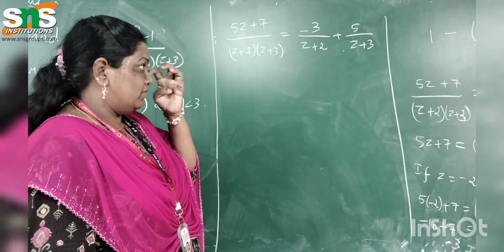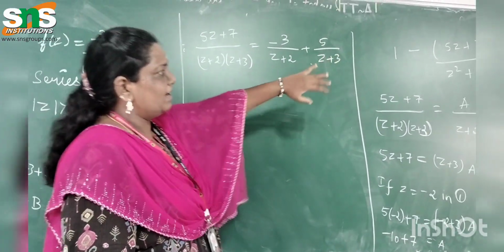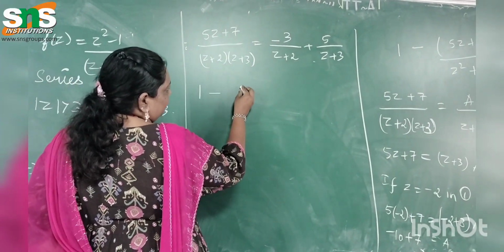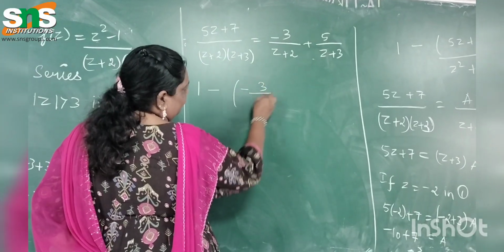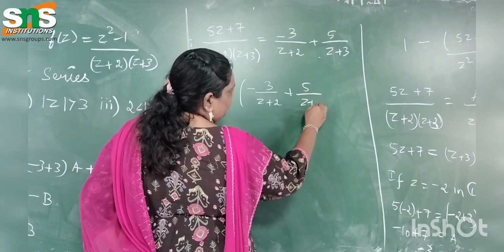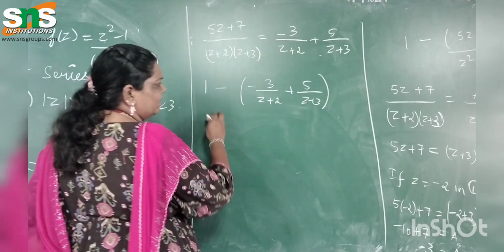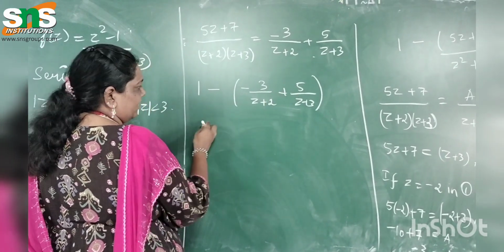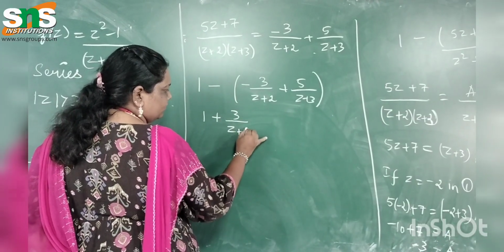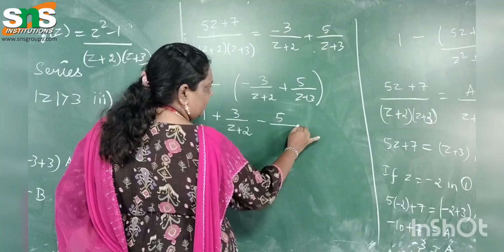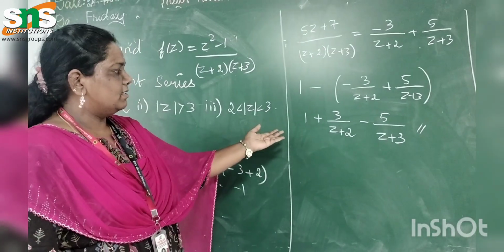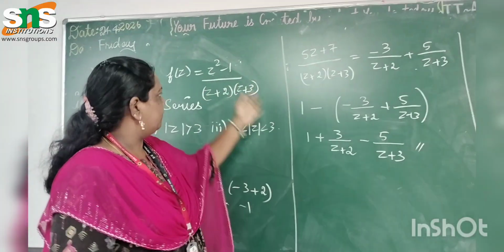So now we are going to substitute this in the form of 1 minus and then 5z plus 7. So we will get 1 minus, minus 3 divided by z plus 2 plus 8 divided by z plus 3. We are taking this minus into the bracket. So we will get 1 plus 3 divided by z plus 2 minus 8 divided by z plus 3 as an answer. So we have just found the partial fractions of the function.